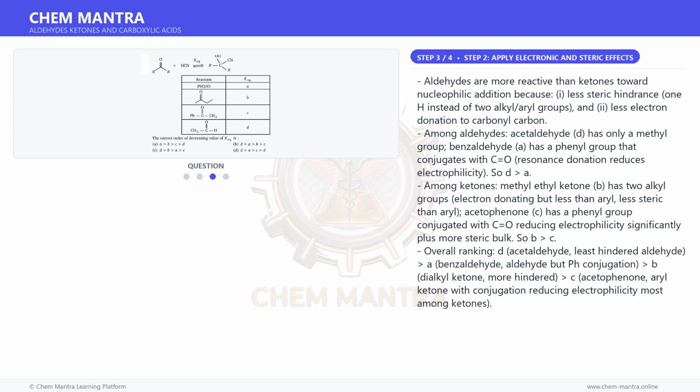So D > A. Among ketones, methyl ethyl ketone, B, has 2 alkyl groups, electron donating but less than aryl and less sterically bulky than aryl. Acetophenone, C, has a phenyl group conjugated with C=O, reducing electrophilicity significantly, plus more steric bulk. So B > C. Overall ranking: D, acetaldehyde, least hindered aldehyde; A, benzaldehyde, aldehyde but with Ph conjugation; B, dialkyl ketone, more hindered; C, acetophenone, aryl ketone with conjugation reducing electrophilicity most among ketones.